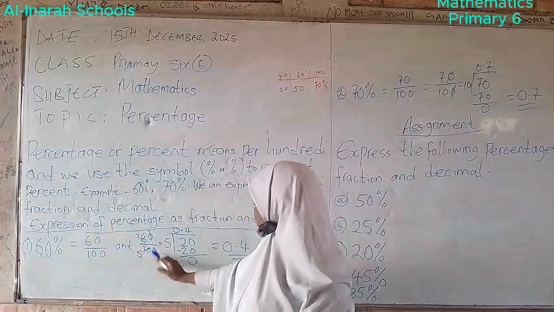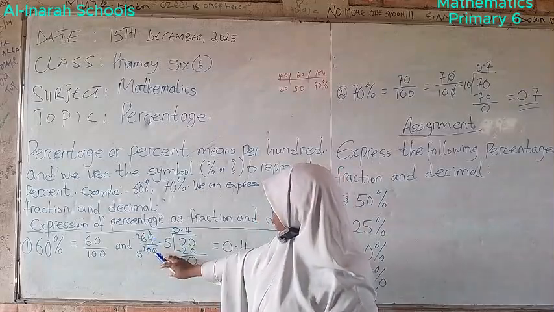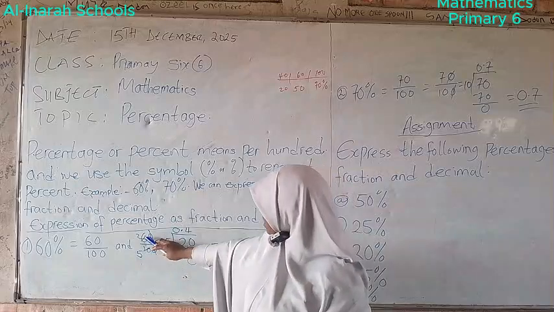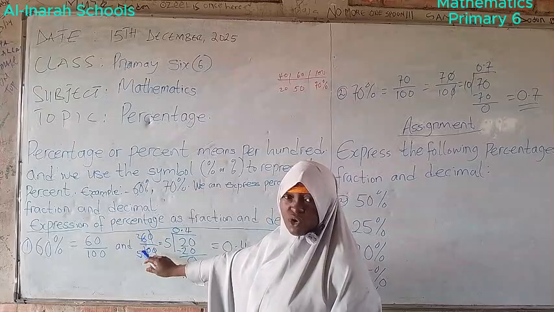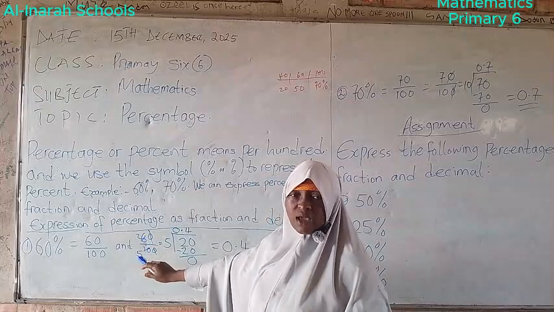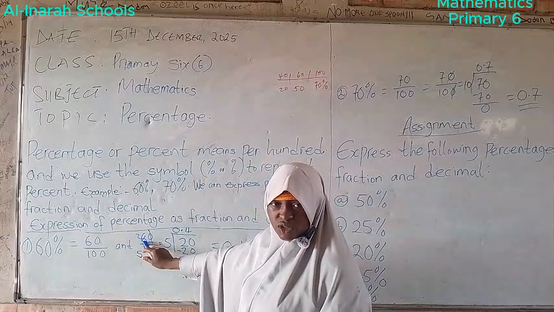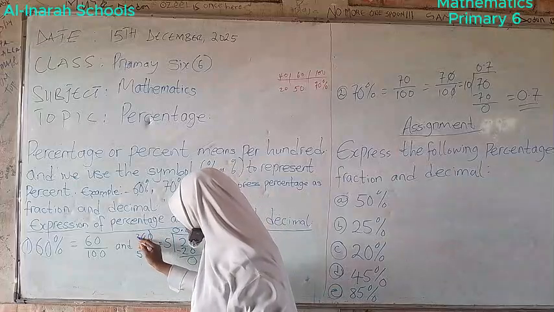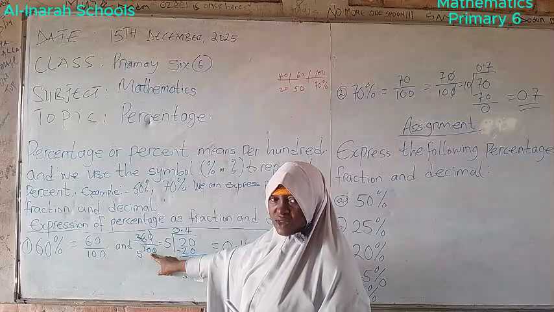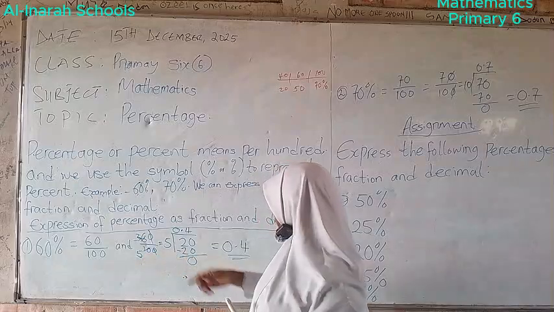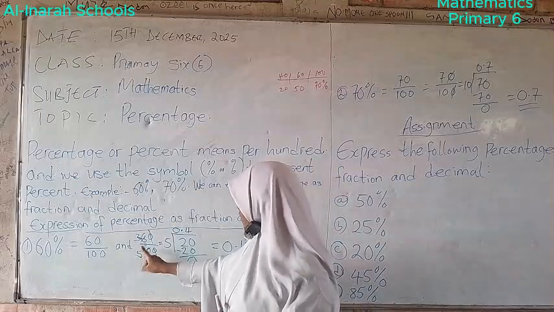So we now want to express it as a decimal. We have 60 over 100. We cancel it, we divide it. This 0, cancel this 0. Now look at the 6 and 10. What number can we use to cancel 6 and 10 that goes without remainder? We use 2. 6 divided by 2 is what? 3. 10 divided by 2 will give us what? 5.